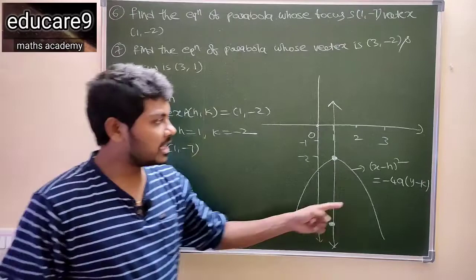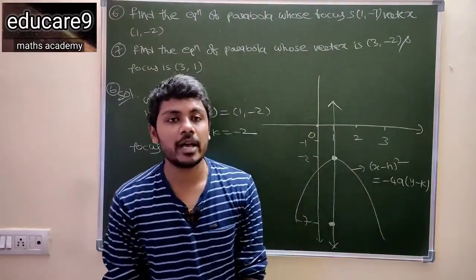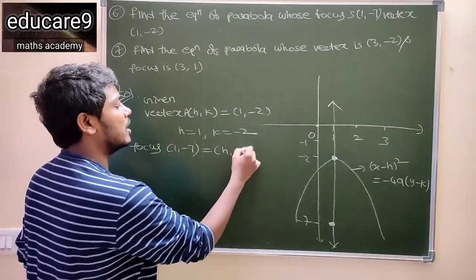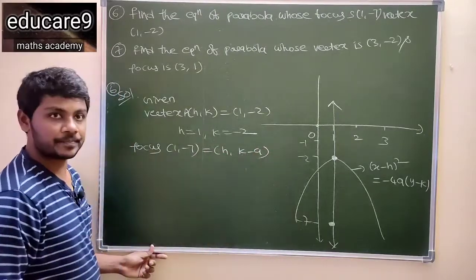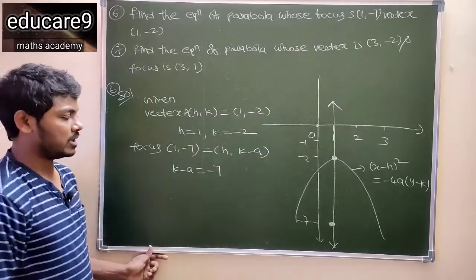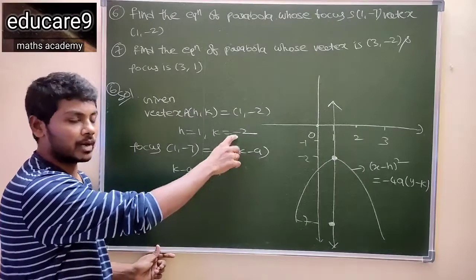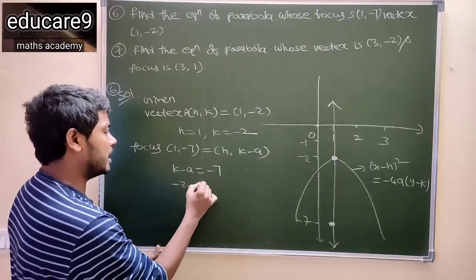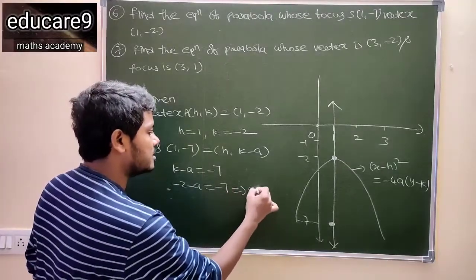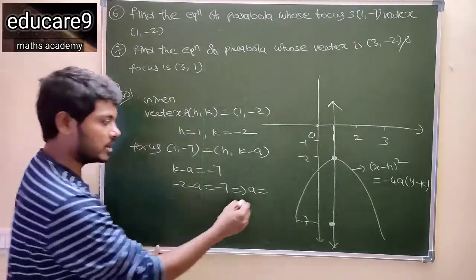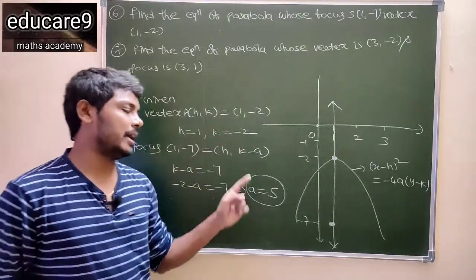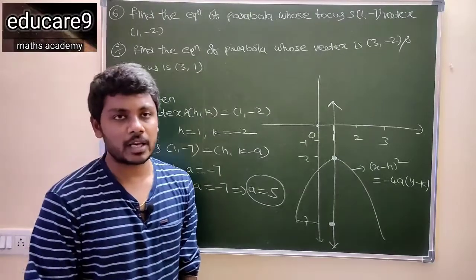See here in that equation, what is the focus of the parabola? So clearly focus of the parabola is (h, k - a). See here, k - a is equal to -7. So what is the k value? Minus 2. So -2 - a is equal to -7. So clearly a is equal to how much? -2 + 7, that is 5. So you know the value of h and k and a. Now write the equation of the parabola.